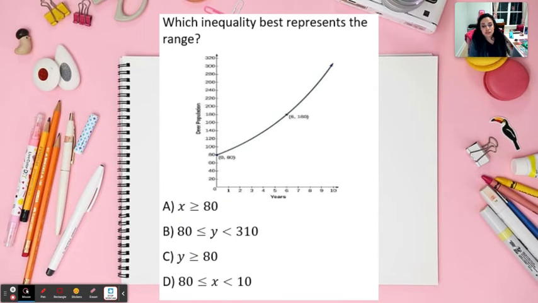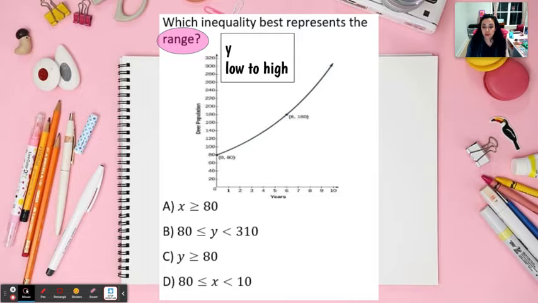We're going to do this one together. It says, which inequality best represents the range? Remember, range is your y values, and it goes from low to high. So knowing that it's my y, look at answer choice A. It has an x. We're not talking about x values, that is domain, so A is incorrect.